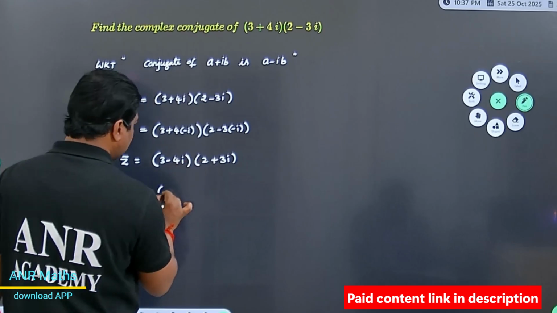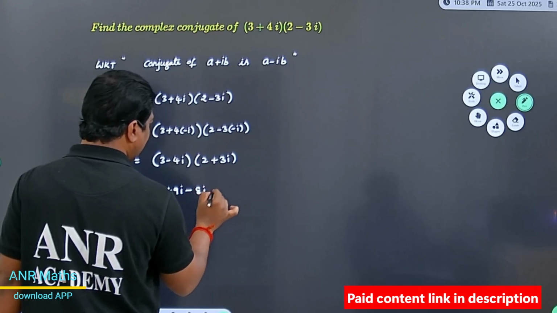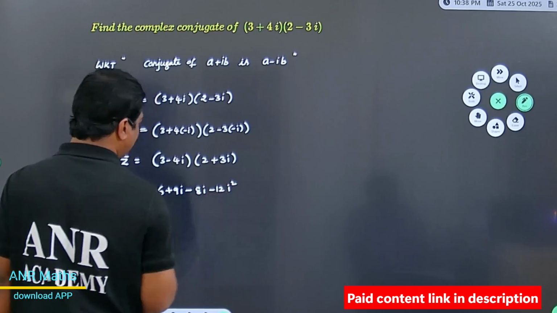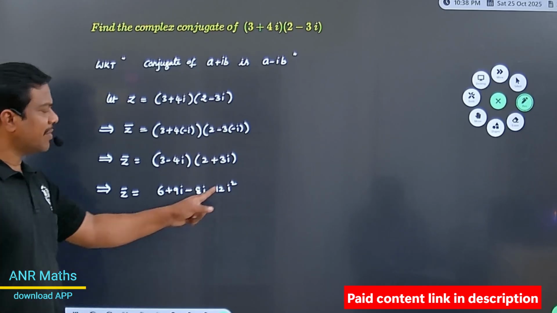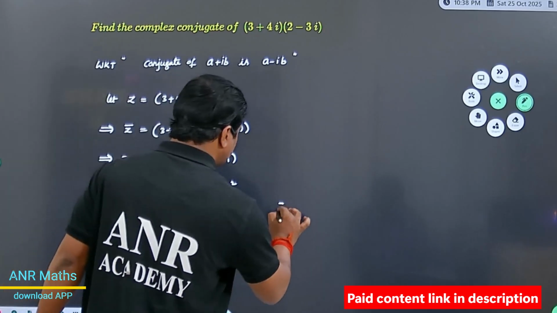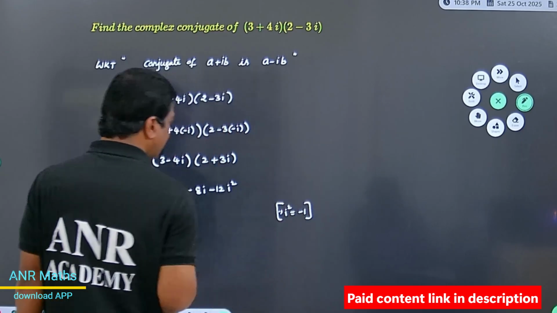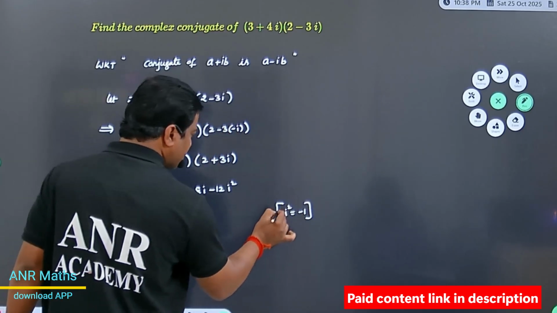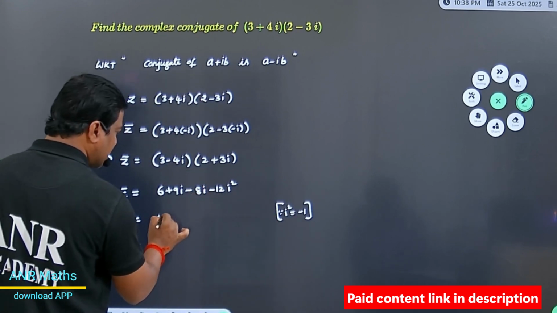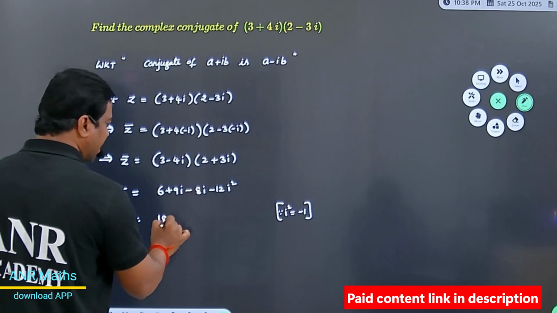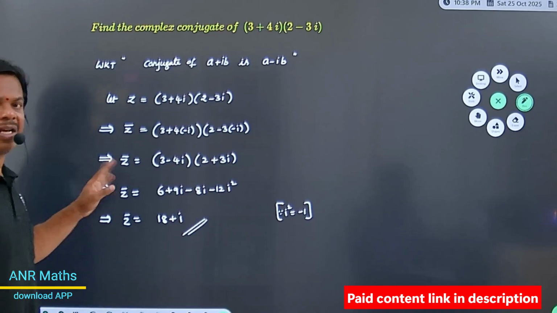implies z conjugate equal to 3 into 2, 6, next 3 into 3, 9i, here minus 8i, minus 12 into i square. Implies z conjugate is written as, here i square value is minus 1. Since i square is minus 1, we get here 6 plus 12, that is 18, 9i minus 8i, that is plus i. This is the conjugate of the given complex number.